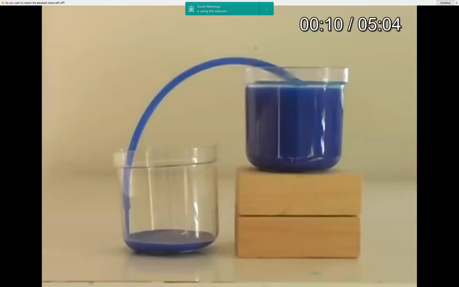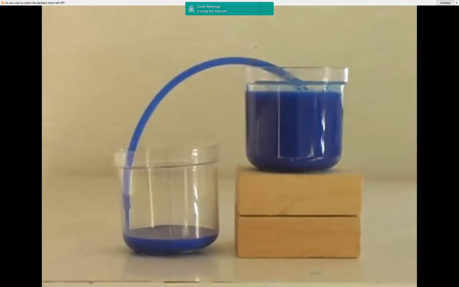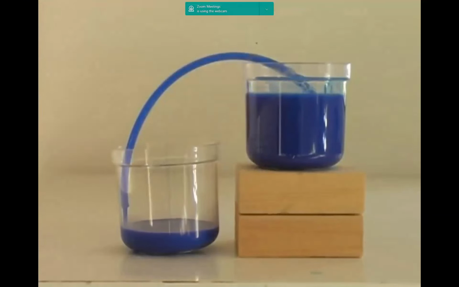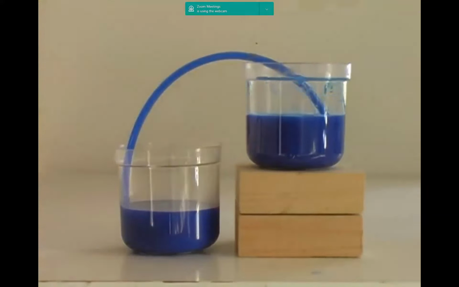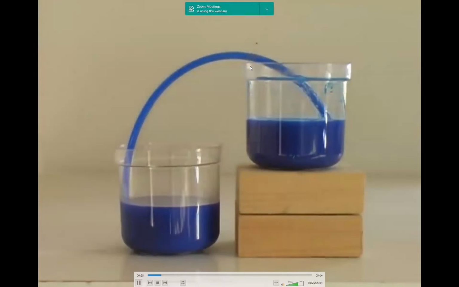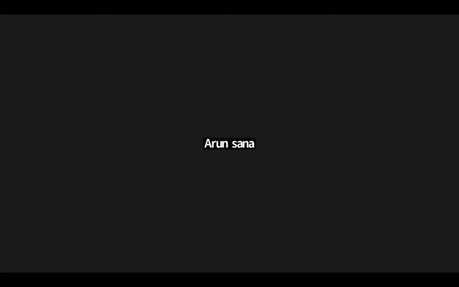Oopsie. This is a working siphon. Unaided by any machine, liquid is moving through a hose from one container to another. The forces driving this process are complex and interesting. Let's investigate.